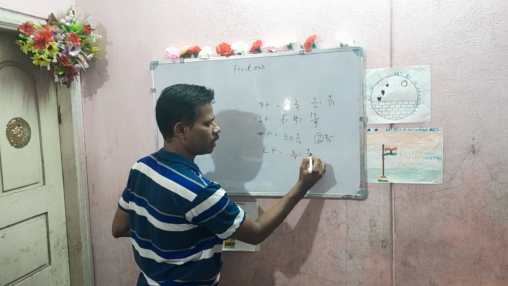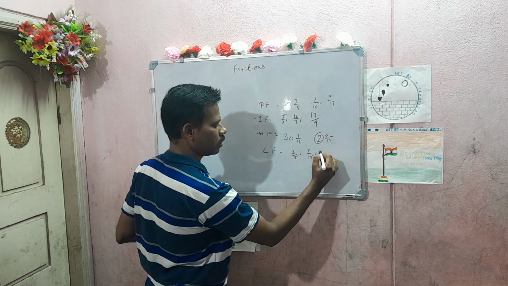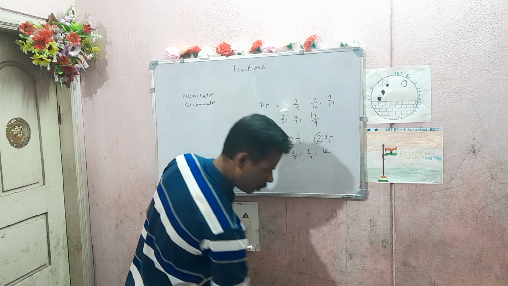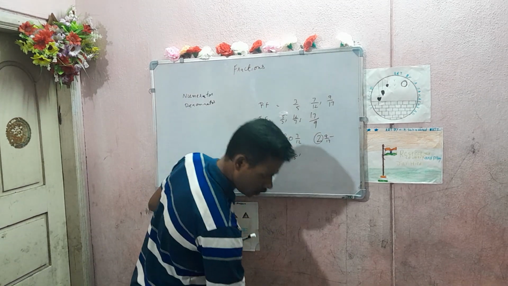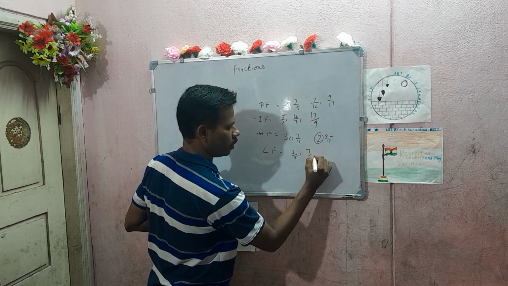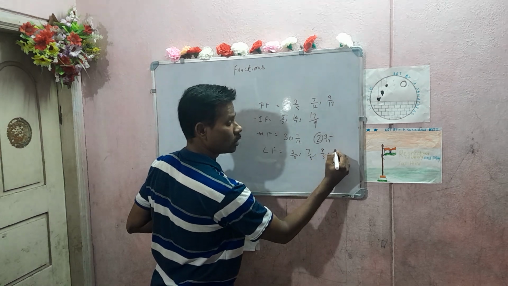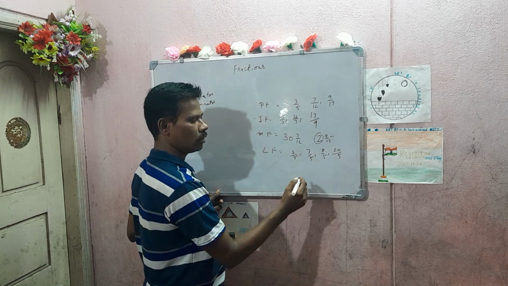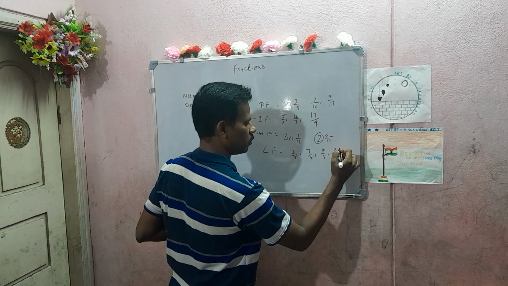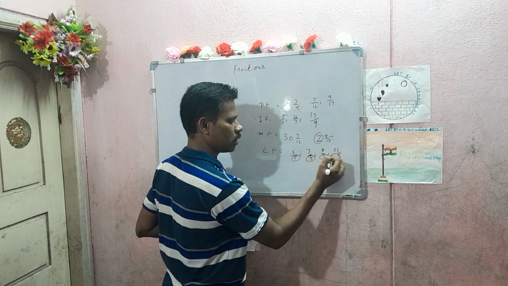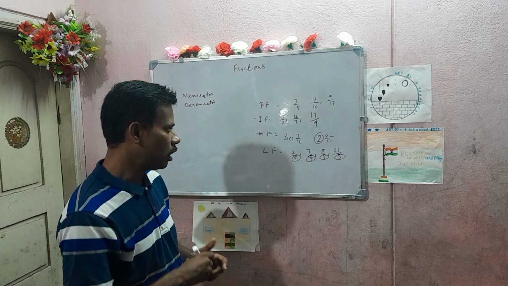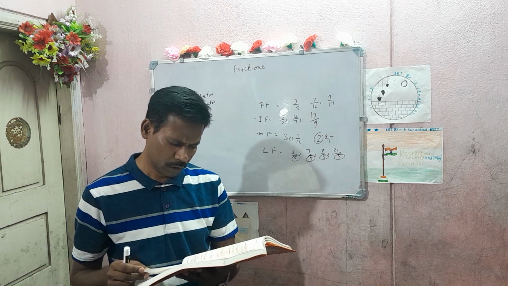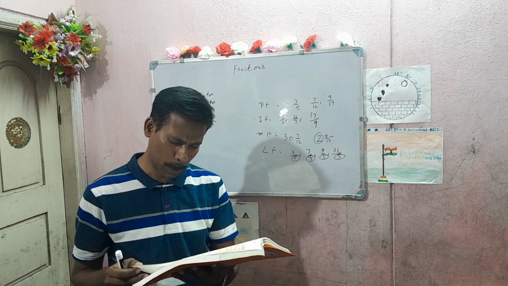So 3 by 5, 9 by 5. I'm sorry, the denominator should be the same, I told you. 3 by 5, 7 by 5, 8 by 5, and 20 by 5 or 21 by 5. See here, the denominators are the same. They are called like fractions. Next.